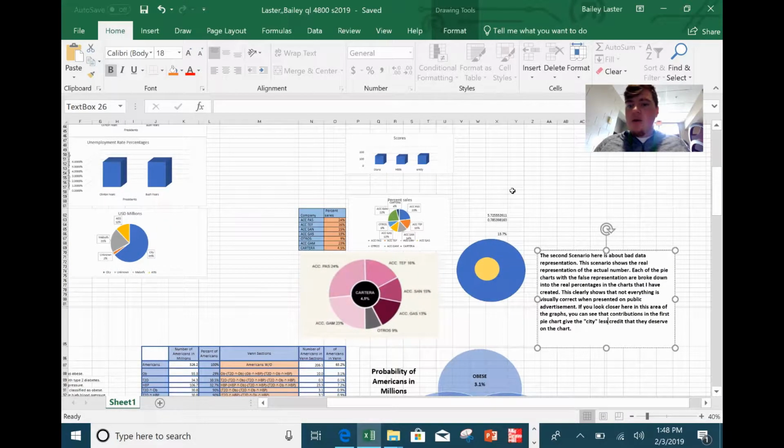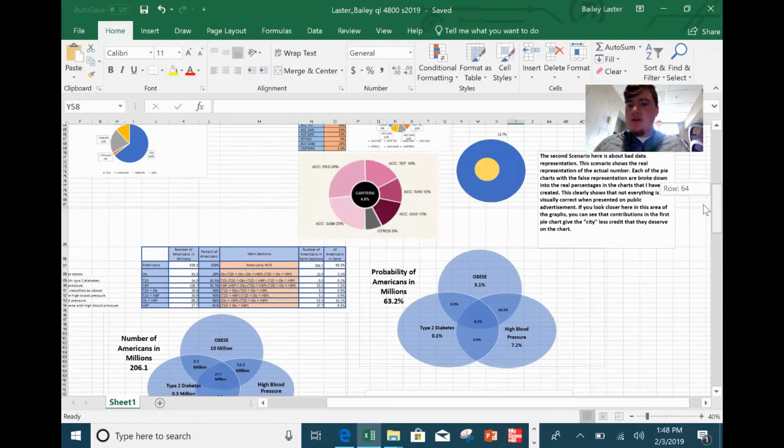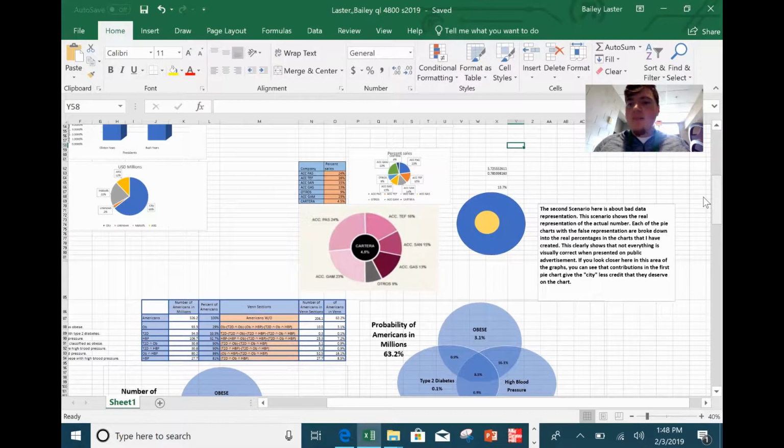I'm going to read you my report just so you can have some more detail on this scenario. So it says the second scenario here is about bad data representation. The scenario shows the real representation of the actual number. Each of the pie charts with the false representation are broke down into real percentages in the chart that I have created. This clearly shows that not everything is visually correct when presented on public advertisement. If you look closer here in the area of the graph, you can see that contributions in the first pie chart give the city less credit than they deserve on the chart.